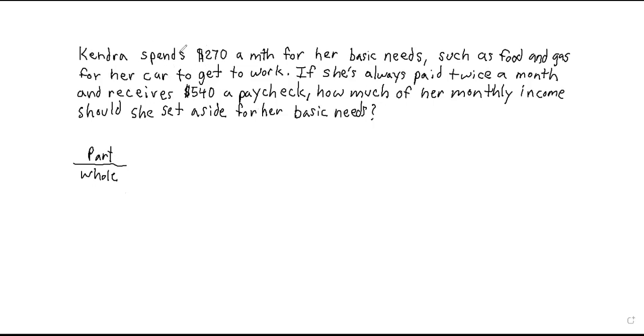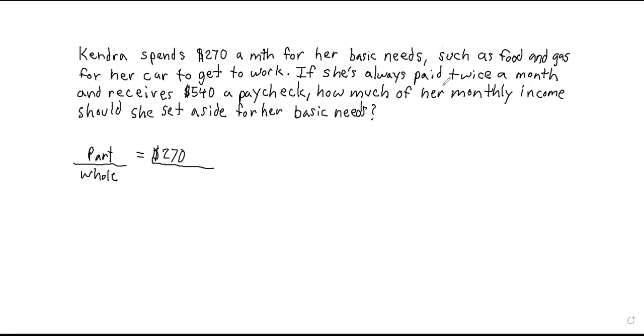So here, let's read through the problem. Kendra spends 270 per month for her needs. So that's going to be out of her total income per month. So that's going to be the part. So the part is going to be equal to 270, and this is per month. If we have the part per month, we have to have the whole per month as well, right? So let's continue reading and see how much the whole is per month.